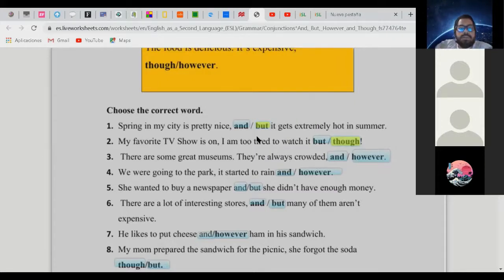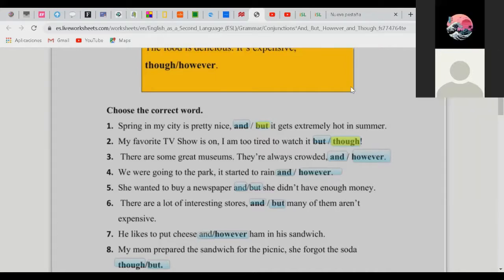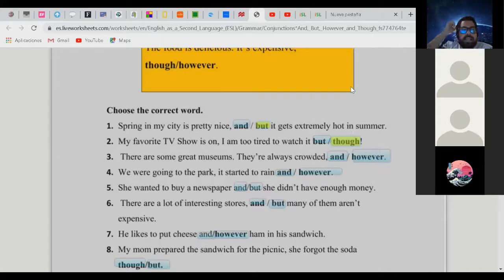Let's take a look at number 3. Okay, Jirlani, can you hear me reading that one? There are some great museums. They are always crowded. Yeah, do you remember about crowded? There's a lot of people, right? Yeah. What do you think about that one?